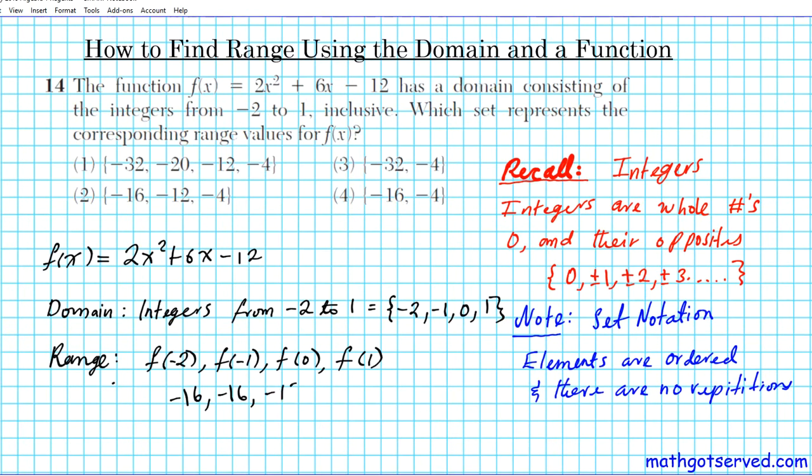Now, if you want to write this in set notation, how are we going to organize these elements? Remember what we indicated earlier: they have to be ordered in increasing order and there are no repetitions. Which is the smallest one? Negative 16. So the range in set notation starts with the smallest, negative 16. We have two negative 16s, but in set notation you do not repeat identical elements. Increasing to negative 12 and then negative 4. Ladies and gentlemen, this is the range given this domain from negative 2 to 1 inclusive. The answer to question 14 is option number 2.